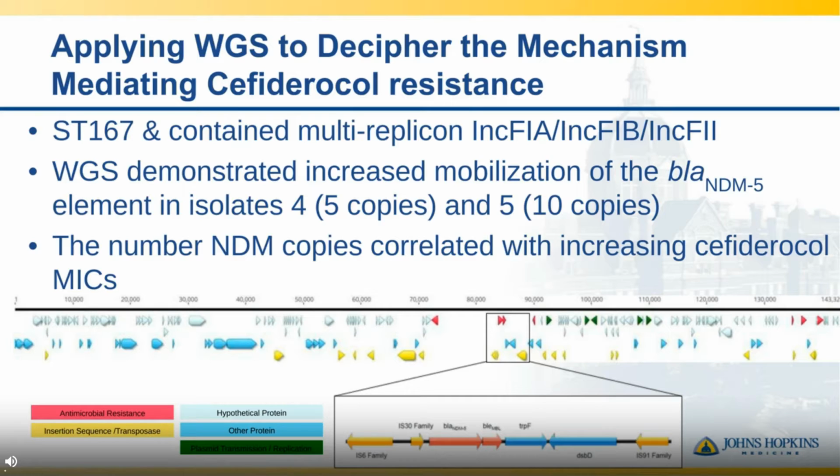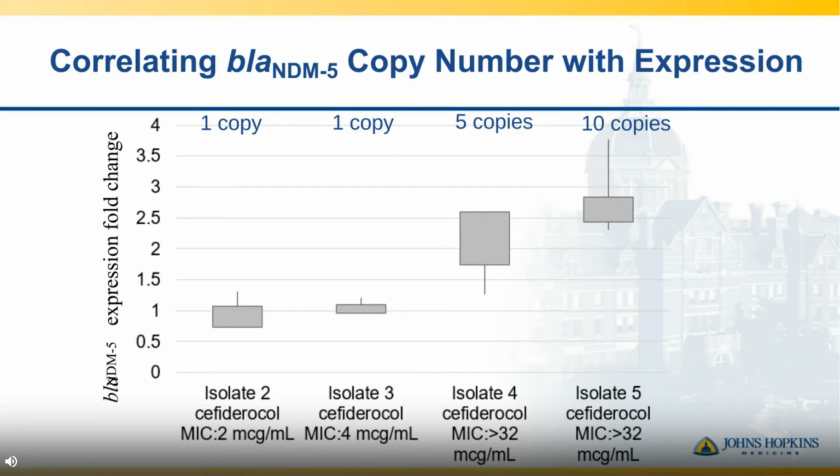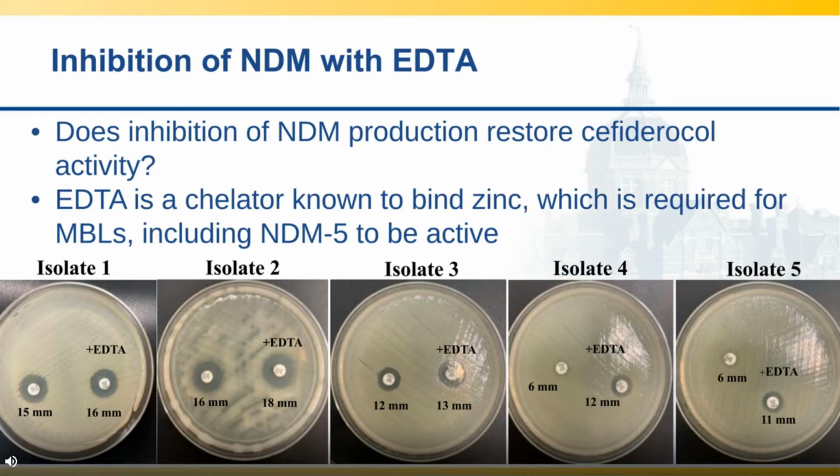So to prove that the increased copy number was associated with increasing cefiderocol MICs, we did additional studies, including expression studies, where we demonstrated increased expression, up to 2- to 4-fold, in the isolates with 5 and 10 copies of the NDM-5 gene. Furthermore, we demonstrated phenotypically that we can inhibit the increased resistance by inhibiting the NDM gene.